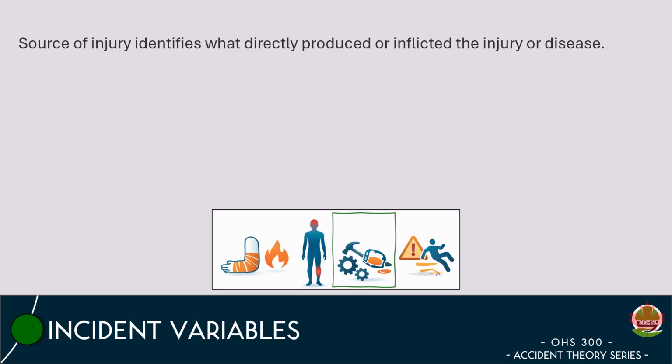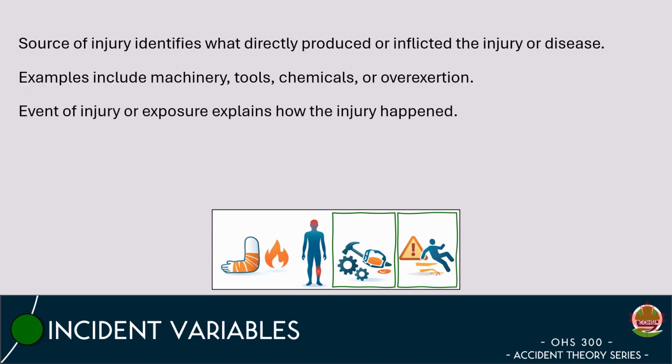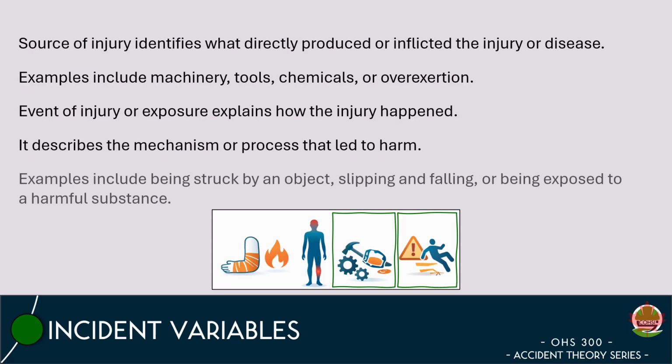The source of injury variable identifies the object, substance, exposure, or bodily motion that directly produced or inflicted the injury or disease, such as machinery, tools, chemicals, or overexertion. Finally, the event of injury or exposure describes how the injury occurred, capturing the mechanism or process that led to harm, such as being struck by an object, slipping and falling, or being exposed to a harmful substance.